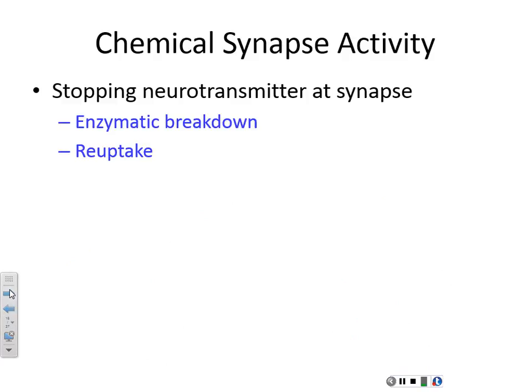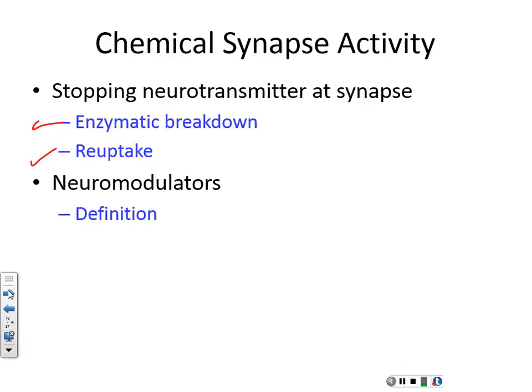There are two ways you can stop it, right? You could either break down that neurotransmitter enzymatically, so that it doesn't bind to those ligand-gated channels, or you could take it back up, reuptake, via endocytosis, back into the synaptic terminal. You can do that. So sometimes I say, okay, what are the two ways that you can stop a neurotransmitter at the synapse? And then you talk about that.